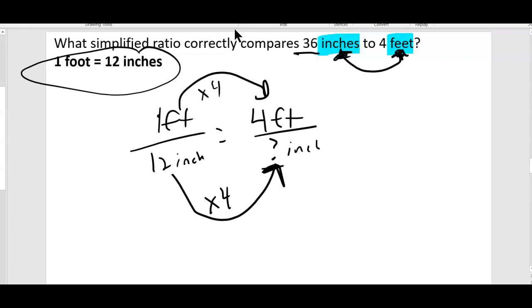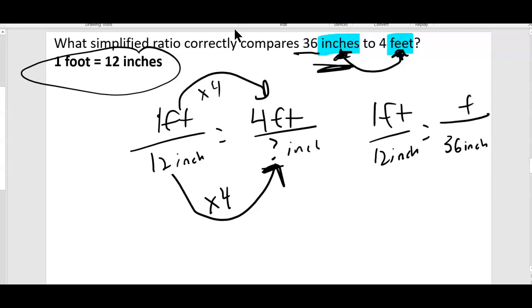Let's try 36. So let's try this. So 1 foot is 12 inches. That's what we know. But what we want is 36 inches. So put 36 inches down here. But you gotta match it up, right? Do you remember this? You have to match. So if you have feet on top, you have to have feet on both places. The inches on the bottom, that's what needs to be on the bottom. They need to be aligned, remember? Okay, you can't be crisscrossing.